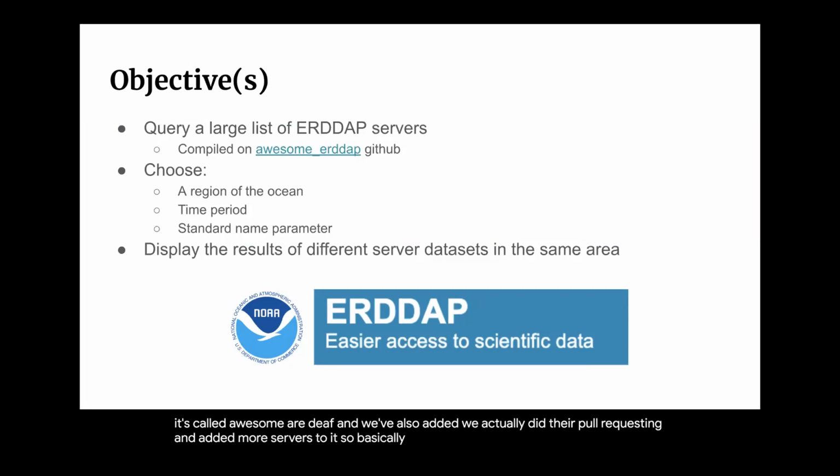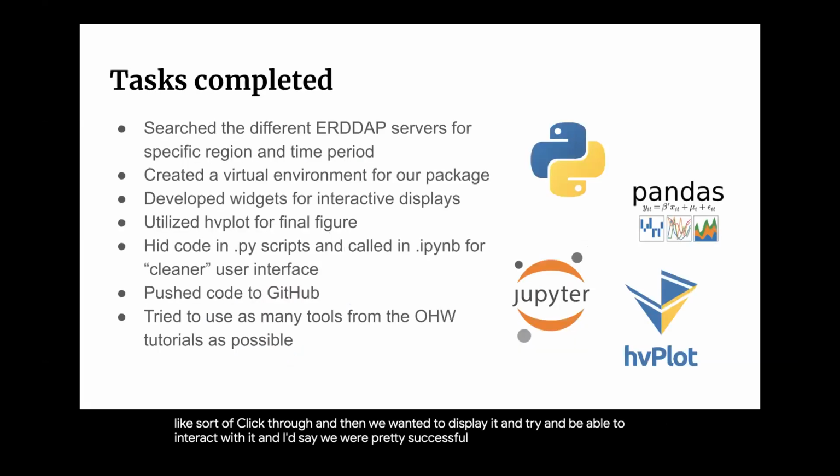So basically we wanted to have a map, choose a region in the ocean, choose a time frame, and just try to get everything, but there was way too much data, so we added a standard name parameter that you could sort of click through. Then we wanted to display it and be able to interact with it, and I'd say we were pretty successful.